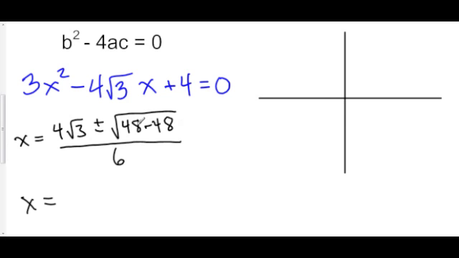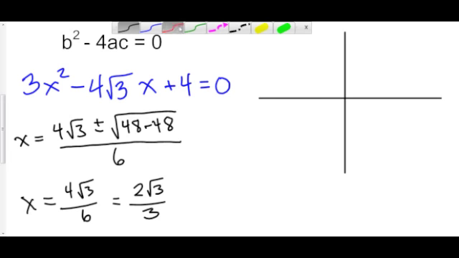4 root 3 plus 0, still 4 root 3. 4 root 3 minus 0, still 4 root 3. So this is 4 root 3 over 6, which reduces down to 2 root 3 over 3. Here we only have one particular solution, 2 root 3 over 3. And its graph will look something like this, where you'll notice that it touches the x-axis only once, and that is the vertex of the parabola. So this is what happens when my discriminant is equal to 0.